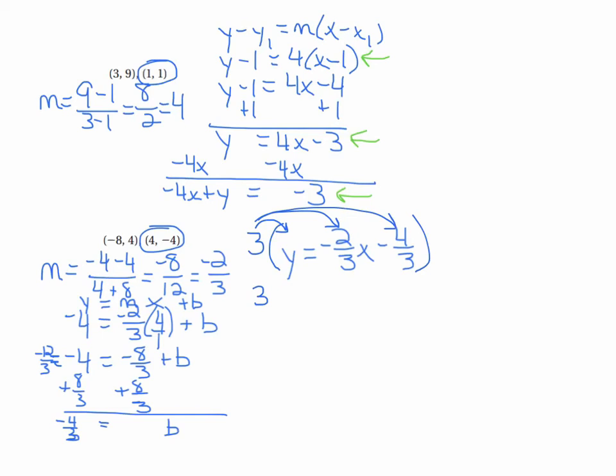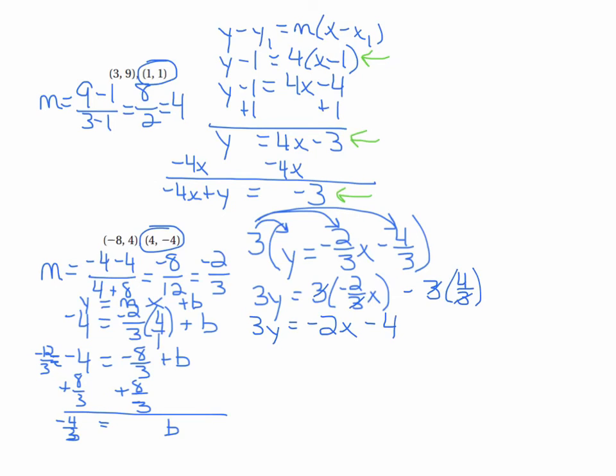And I'm going to say 3 times y, which is 3y, equals 3 times negative 2/3 x. And then my positive times a negative is going to make a minus 3 times 4/3. It gets ugly before it gets better, okay? But what happens? Those 3's simplify. I'm left with negative 2x. Those 3's simplify. I'm left with minus 4. And all of a sudden, the fractions are gone, and the birds are singing again.